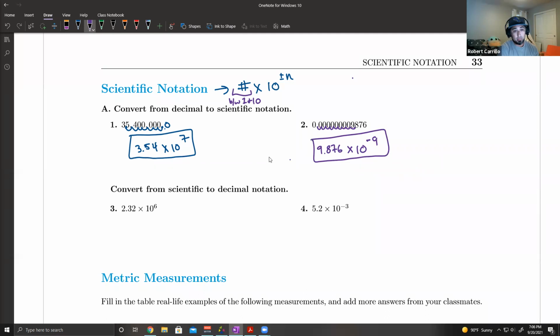If it's a positive n, that means you're going to the right. And if it's a negative n, a negative exponent, then you're moving to the left. All right. We good with those two?